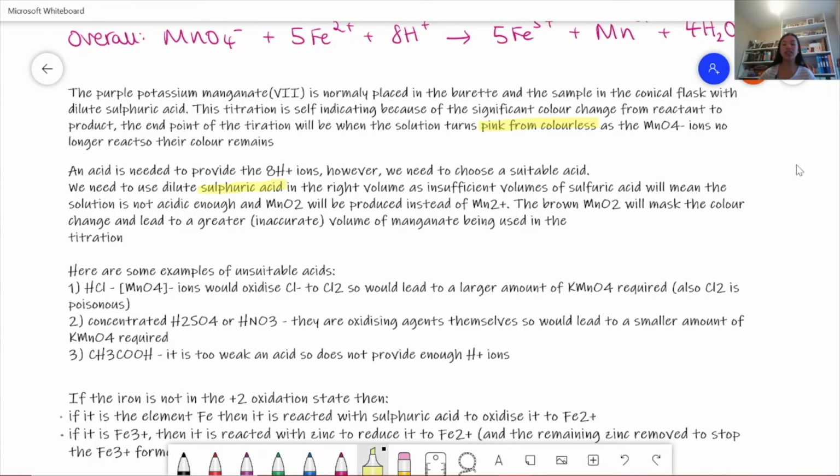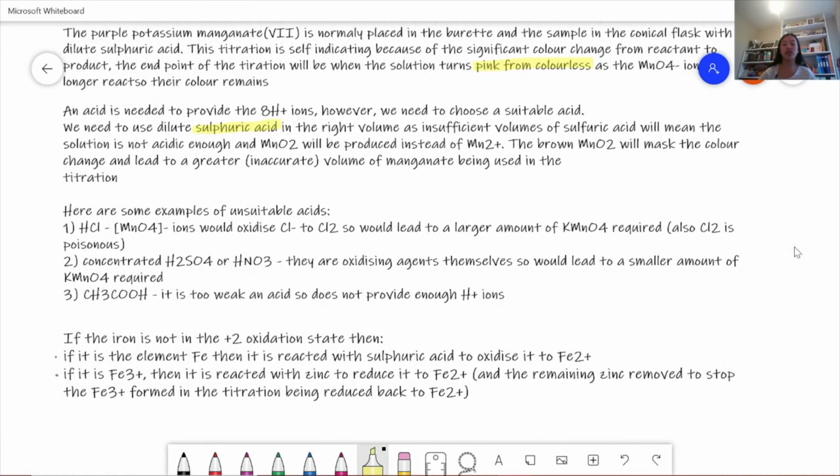Second, we have concentrated sulfuric acid or nitric acid, and these are unsuitable because they're oxidizing agents themselves. So they would lead to a smaller amount of potassium manganate required because they would also oxidize Fe2+. And the last example of an unsuitable acid is ethanoic acid. And basically it's a weak acid because it's an organic acid. And so it's too weak, so it doesn't provide enough H+ ions because we need 8 H+ ions. So it's really important to remember the examples of unsuitable acids, because in questions you'll be asked why we don't use, for example, concentrated sulfuric acid for this particular titration.